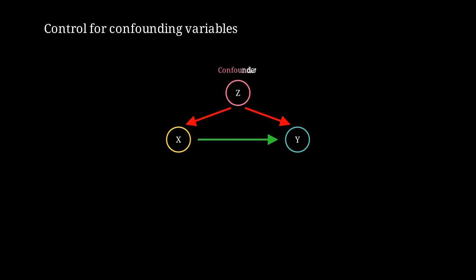A confounding variable z affects both x and y, creating spurious correlations if not controlled. Use randomization to distribute confounders evenly and blinding to prevent bias. Systematic data collection ensures validity and reliability.